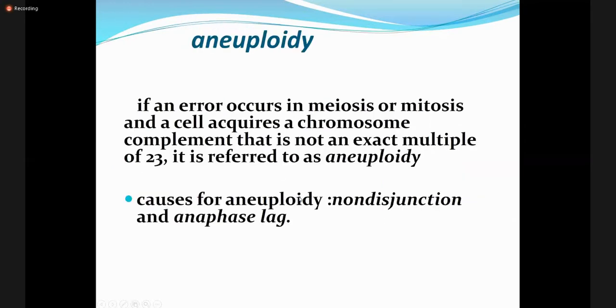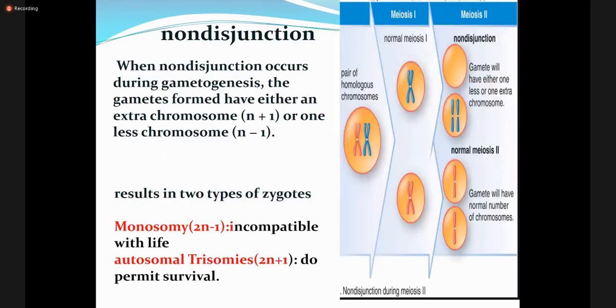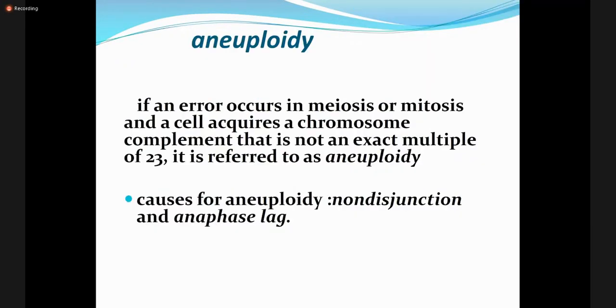Then what is aneuploidy? Aneuploidy means if an error occurs in the meiosis or mitosis and a cell acquires a chromosome complement that is not an exact multiple of 23, that is, not 2n, not 3n, but there is an extra chromosome, that is not an exact multiple, so it will be indicated with a plus. That is aneuploidy. And the causes for aneuploidy are non-disjunction and anaphase lag. Okay. Now, what is non-disjunction and what is anaphase lag?